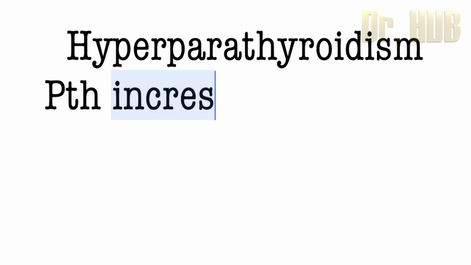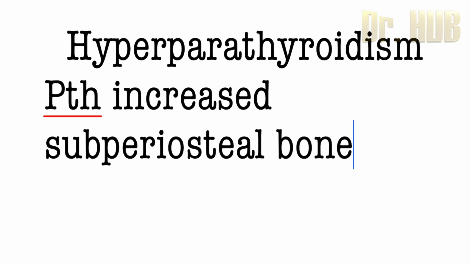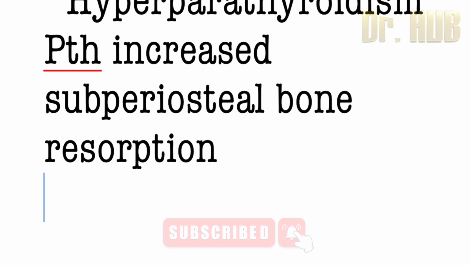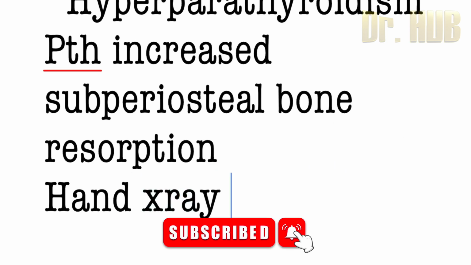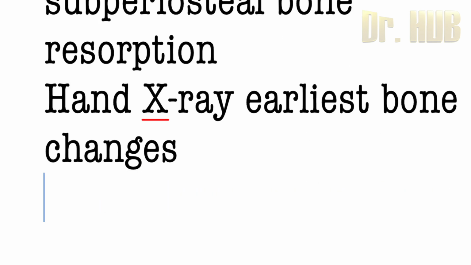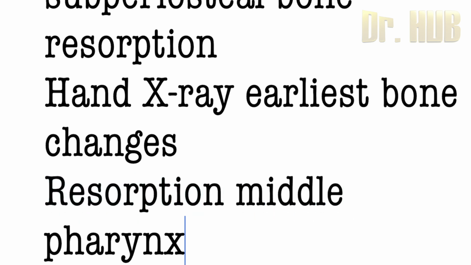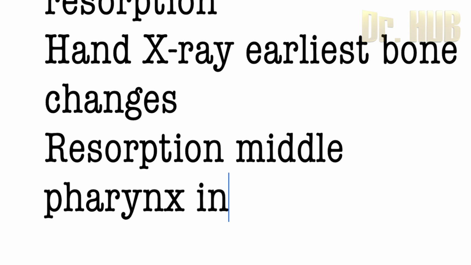Hyperparathyroidism. We're looking at the bone findings. In hyperparathyroidism, the PTH is increased, and this leads to subperiosteal bone resorption. Next is the hand X-ray. The hand X-ray shows the earliest bone changes, and the resorption starts classically in the middle phalanx of the index finger.